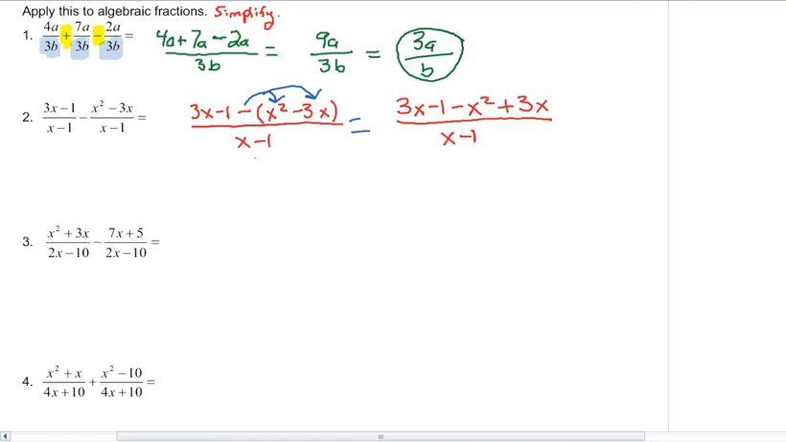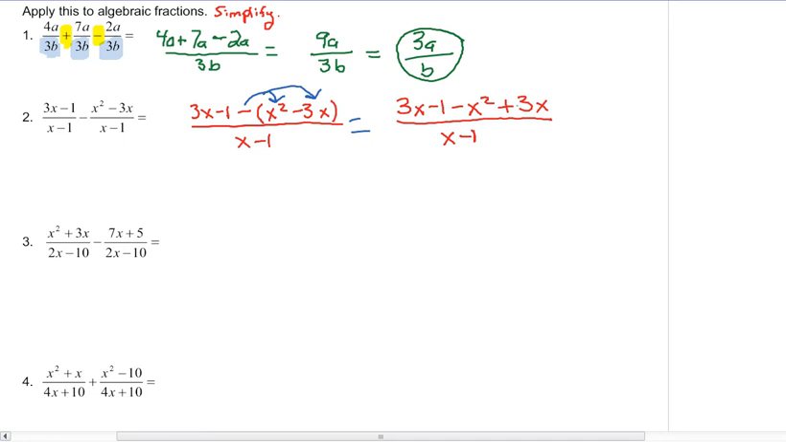So what did we do? We copied everything that didn't have anything else changing it, so 3x minus 1. Distribute your negative everywhere, and then we're on to the last step.